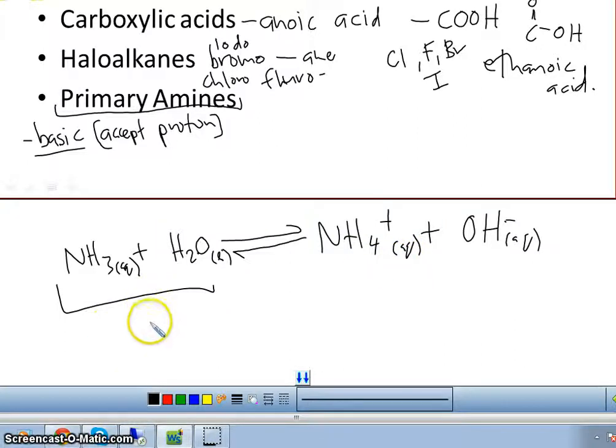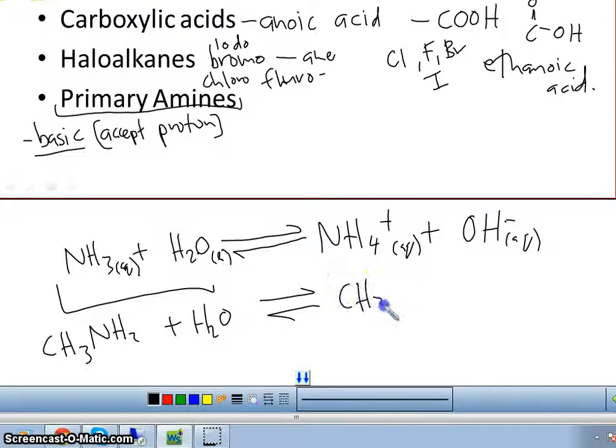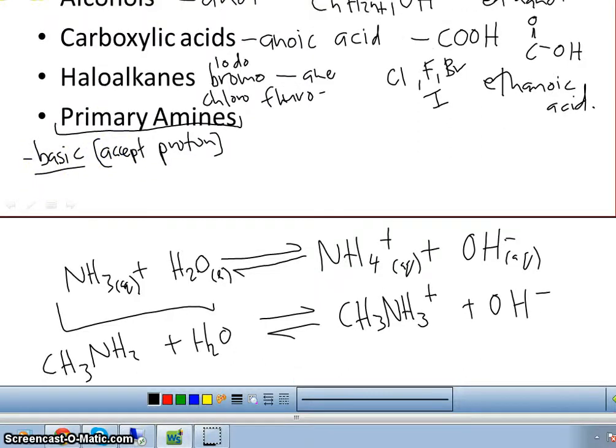So if I remove one of these hydrogens and instead replace it with, say, CH3, this will react in exactly the same way. I've just got a methyl group stuck to it. CH3NH2 plus water gives CH3NH3+ and OH minus. So this is why these act as basic molecules.